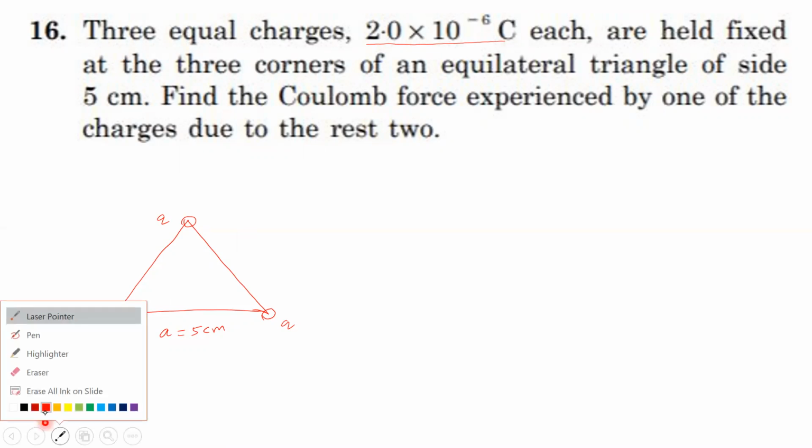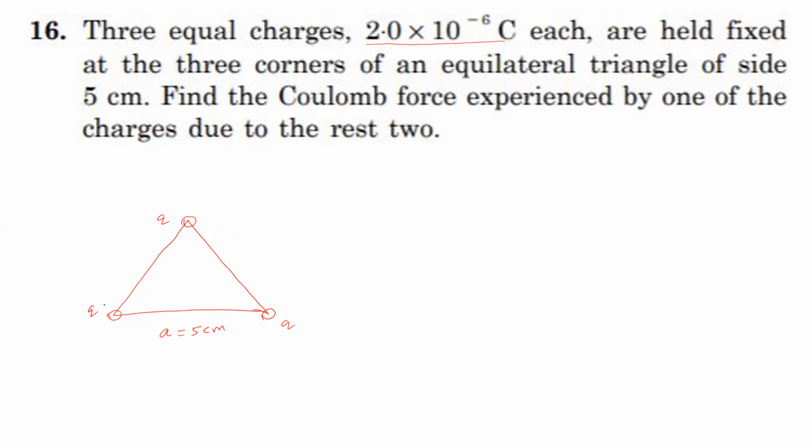Here we have three charges placed at the corners of an equilateral triangle. The side length of the triangle is 5 centimeter, and the value of each charge is 2 × 10^-6. Now we know that the Coulomb force between two charges acts along the line joining the centers of the charges. Since they are like charges, the force will be acting radially outward.